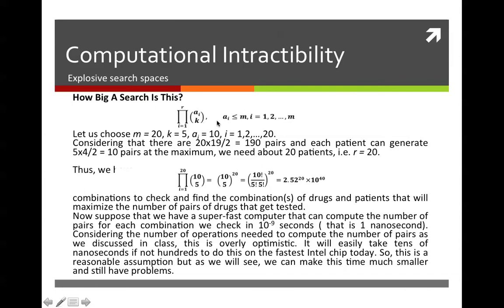So just to put some numbers on this quantity, we choose M to be 20 as we did in class, and K to be 5. And we set all of the a_i's to 10, and that's from 1 to 20. And then considering that we have 20 drugs, they will give us 190 pairs to check. And then also considering that each patient has a capacity of K, that will give 10 pairs by each patient at the maximum. And so we need about 20 patients. That will make it 200 pairs, and we'll then surpass 190 pairs.